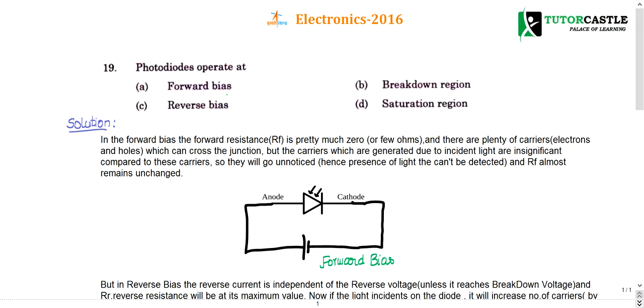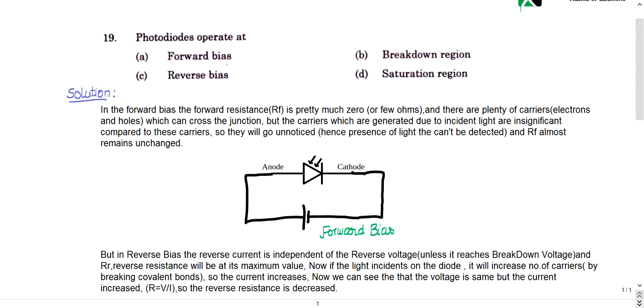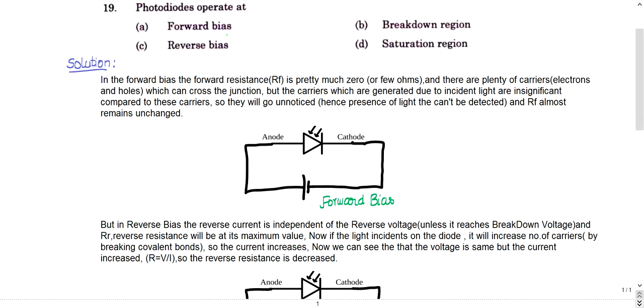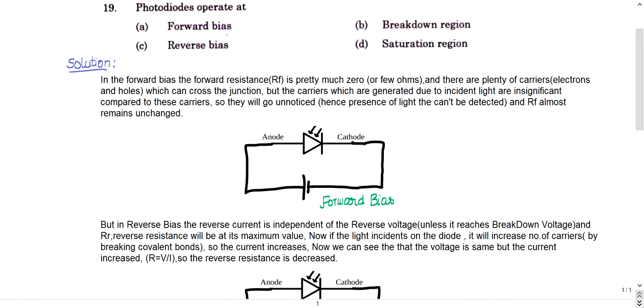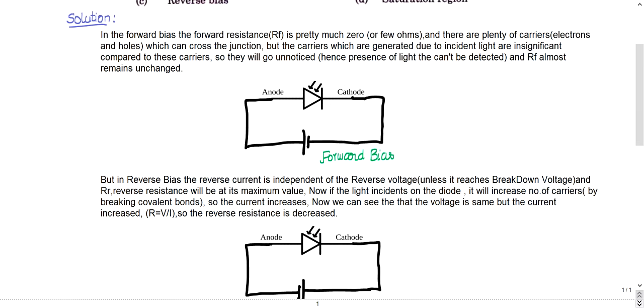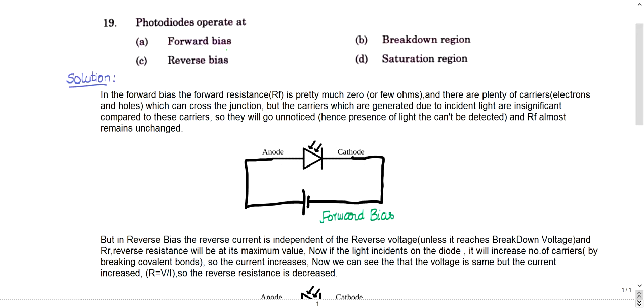Question number 19. Photodiode operates at forward bias, breakdown region, reverse bias, saturation region. This question is simple if you understand the concept of photodiode with my analogy. I'll explain it in a very simple way so that you can answer any question on photodiode operation. I'll give an analogy by which you will easily understand. Now let us see what happens if a photodiode operates in forward bias, reverse bias, breakdown and saturation region.